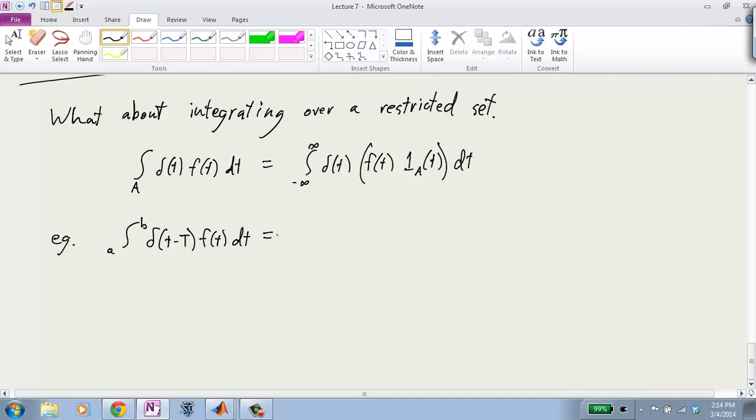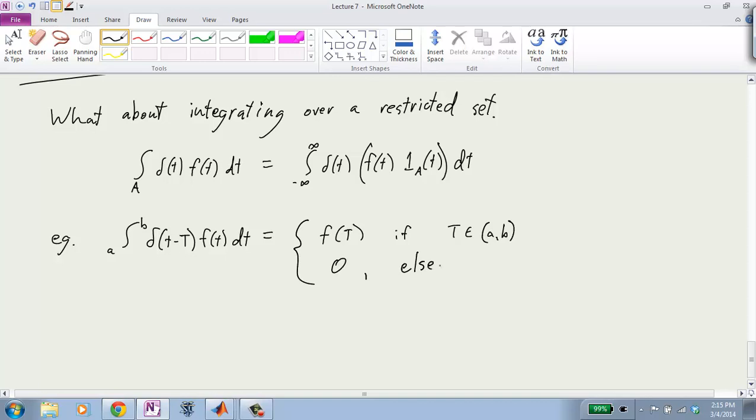What should the answer be in this case? If your cap T is in the interval a to b, and let's say it's strictly inside, then it equals f of cap T if T is in the interior of that interval. Otherwise, it equals 0.